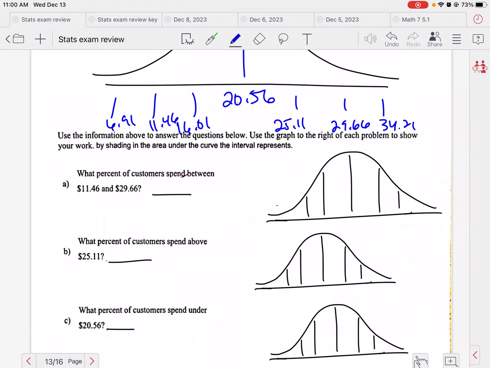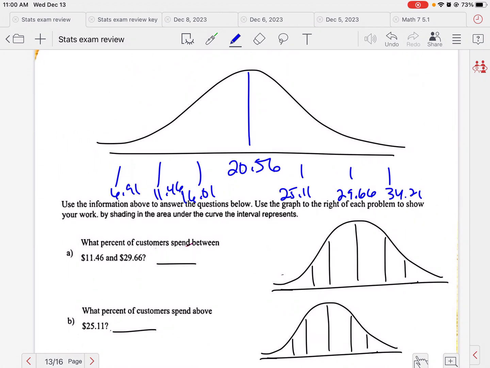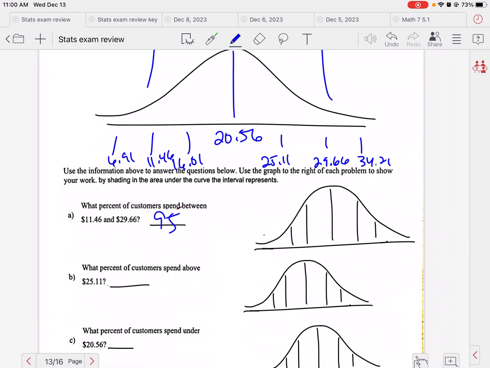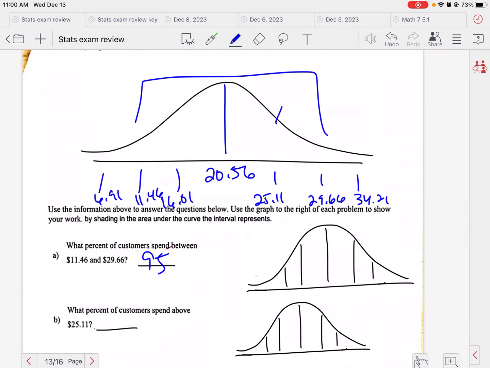Okay, so what percent are between 11.46 and 29.66? So that is going to be our 95%. What percent spend above 25.11?